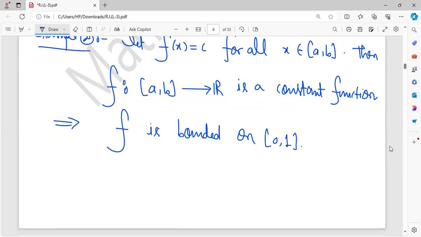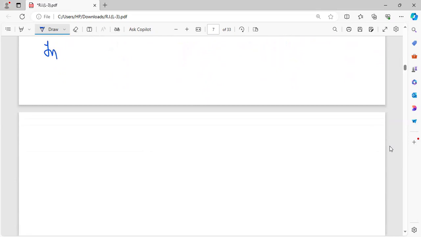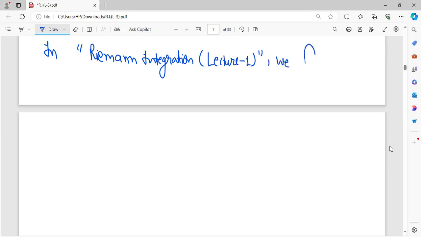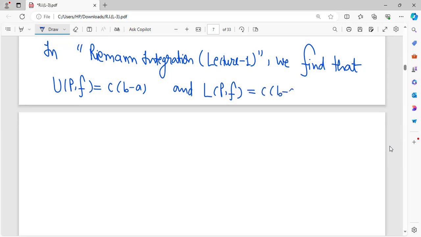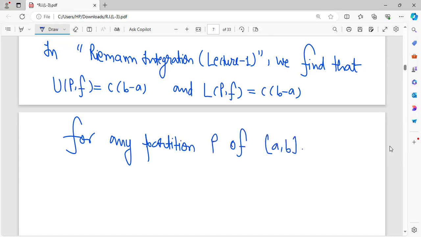In lecture 1 of Riemann integration, we found that U(P, f) is c times (b minus a), and L(P, f) is also c times (b minus a), for any partition P of the closed interval [a, b].